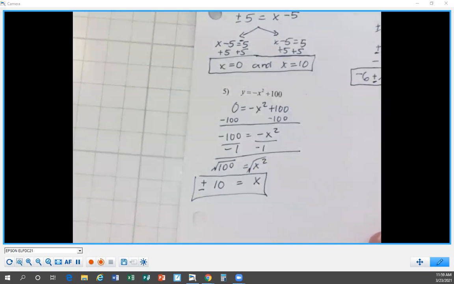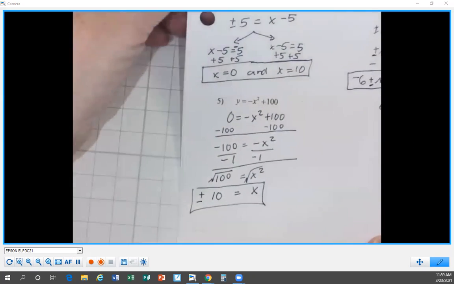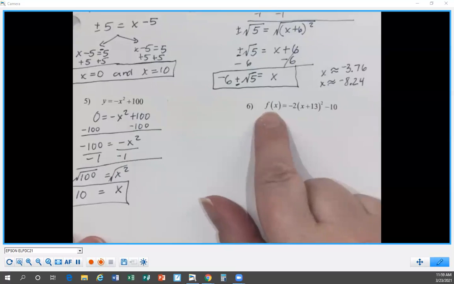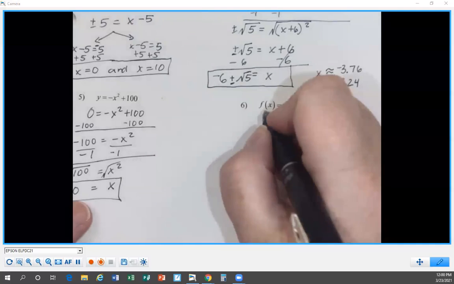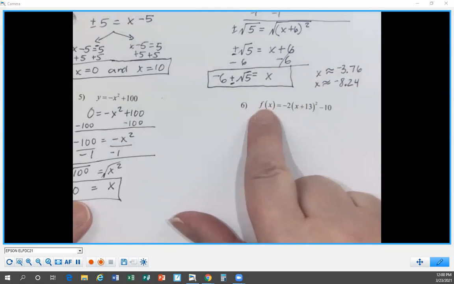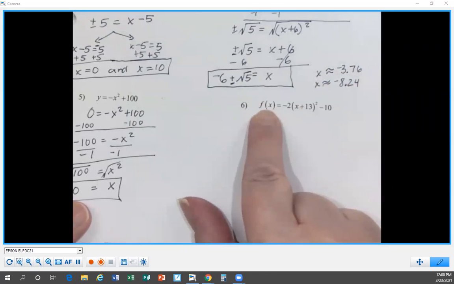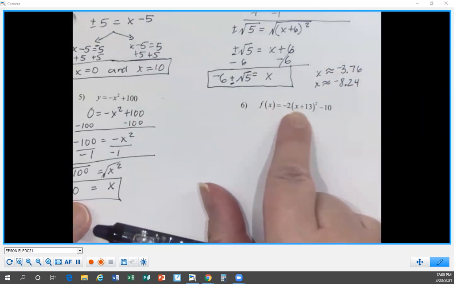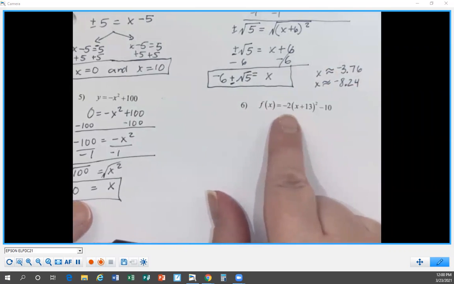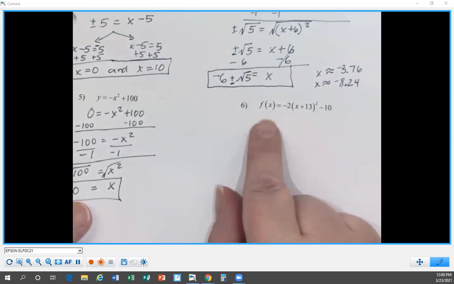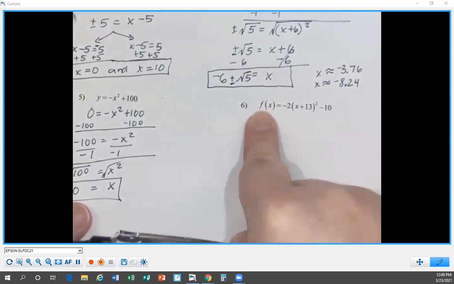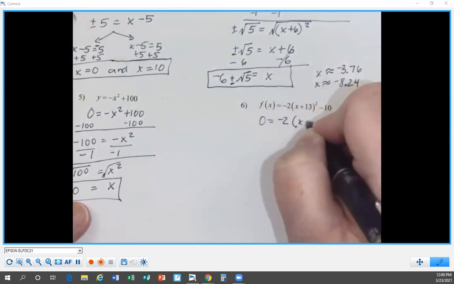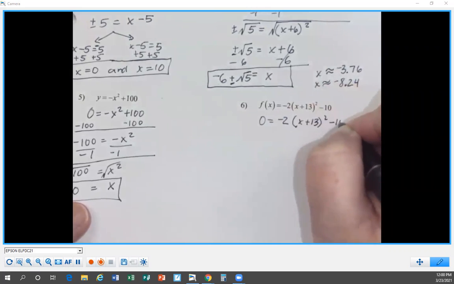All right, moving on to number 6. We're going to pull it all together, with multiple steps here. We'll start off by setting it equal to 0 because we want to find the zero. So when f of x is 0, what is x? We want to know where it crosses the x-axis. Just like when we graph a line, if you want to know the x-intercept, you set y equal to 0, or if it's a function, you set f of x equal to 0. So 0 equals -2 times the quantity x plus 13 squared minus 10.